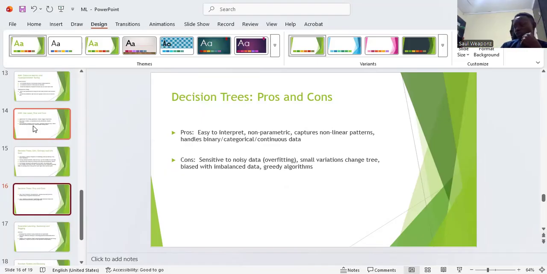Decision tree pros and cons: under pros, it is easy to interpret. It is non-parametric, meaning the data tells us what the regression looks like, and it is able to capture non-linear patterns. It also handles binary, categorical and continuous data. On the other side, the algorithm is sensitive to noisy data. Here we see that it might result in overfitting, small variations change the tree, and it is biased with unbalanced data.